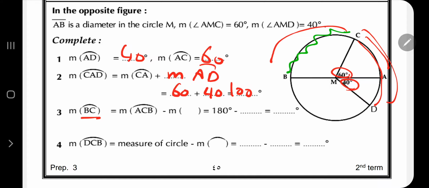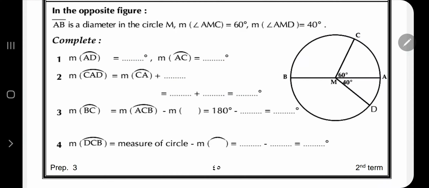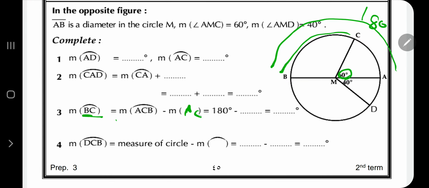The measure of the arc BC equals the measure of arc ACB minus AC. I will repeat it again. BC equals what? It equals ACB, which equals 180 minus 60, which equals 120. What about the measure of arc DCB?